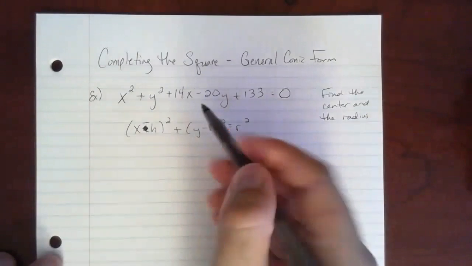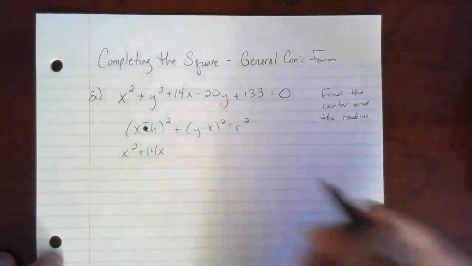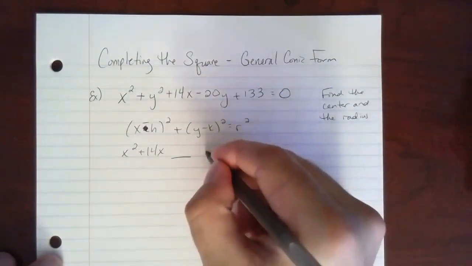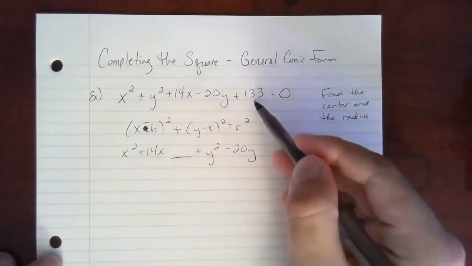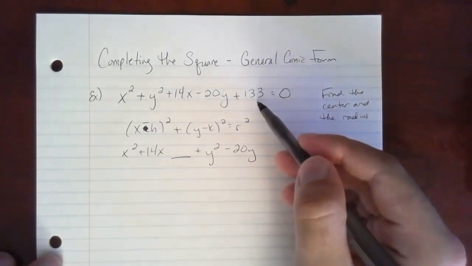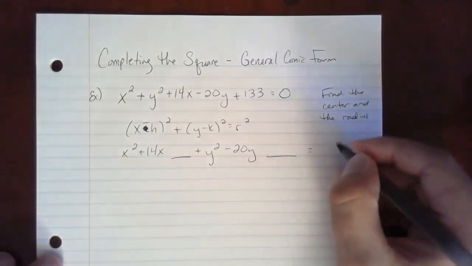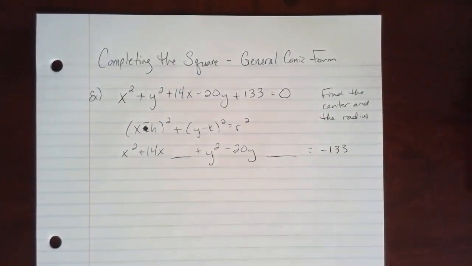And what I mean by that is when I look up here, let's rearrange this a little bit. Let's put the 14x with the x squared, and let's put the negative 20y with our y squared. And this 133, we're going to acknowledge the fact that that's actually kind of a waste of space. We're going to bring it to the other side of the equation. So I subtracted that from both sides just to get it out of the way for a minute.